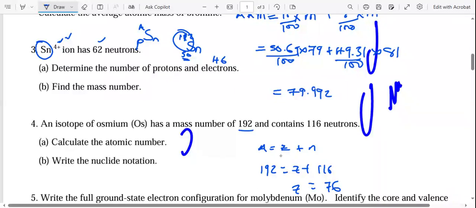Then the nuclide notation now, we write also as O, S. Then we write the mass number there. The mass number is 192. It has been given there. Then the proton number is the one we have just calculated, which is 76. Okay, we have written the nuclide notation. This is the nuclide notation. So that is it.